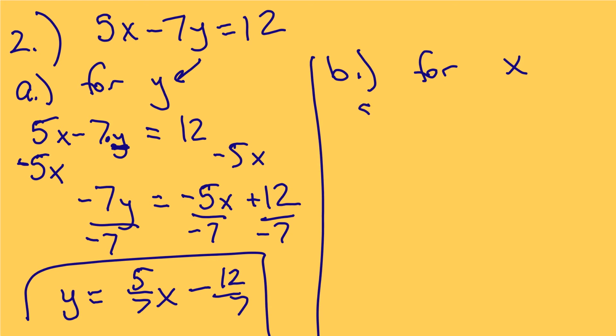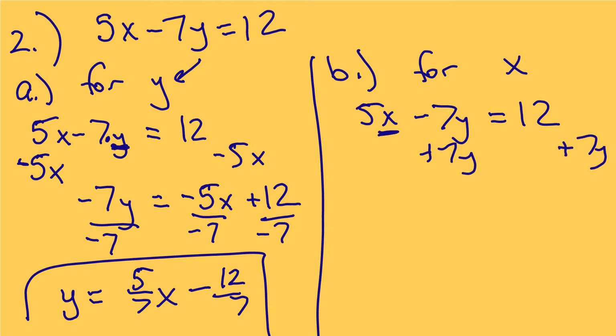Now I'm going to solve for x. So I have 5x minus 7y equals 12. Same thing. This time x is important, so I got to get rid of the 7y first. I have 5x equals 12 plus 7y.